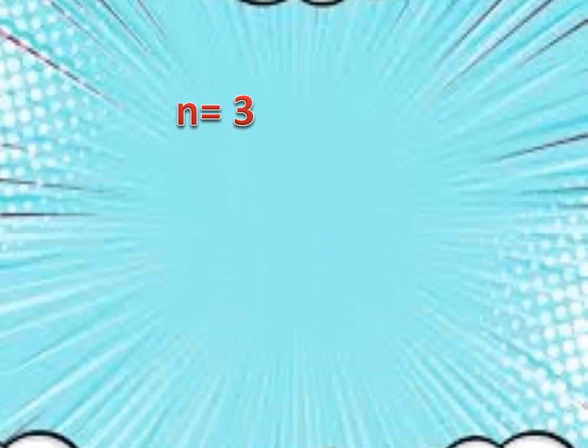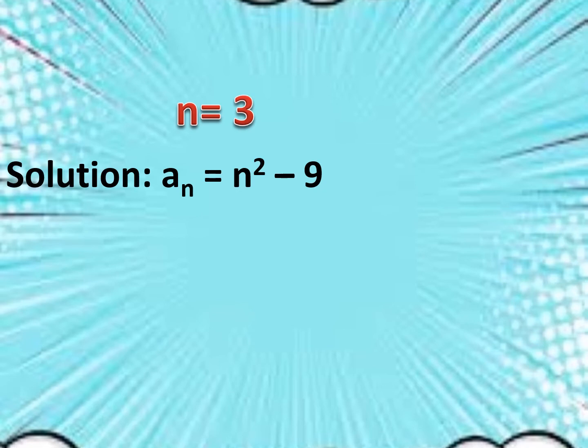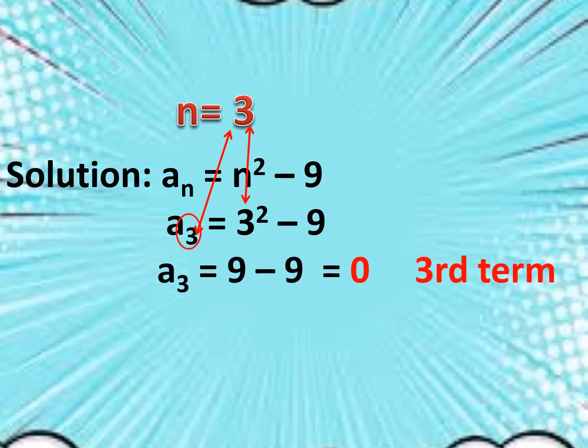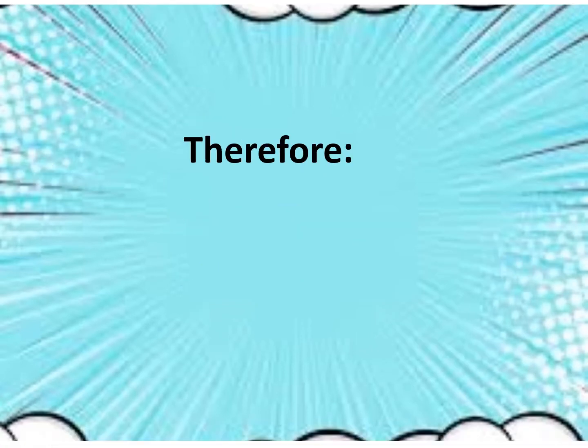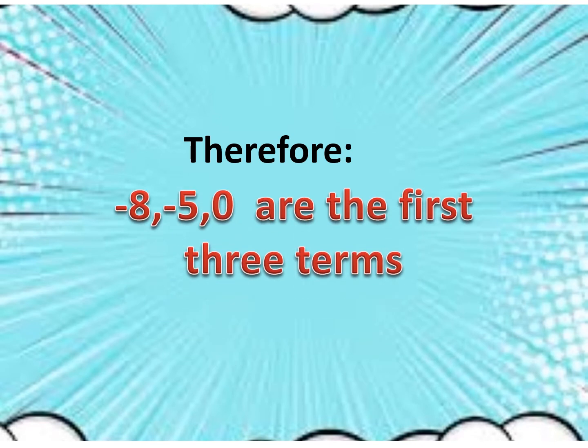Now n is equal to 3. So a sub n is equal to n squared minus 9. Again, substitute the value of n by 3. Then simplify. A sub 3 is equal to 3 squared is 9. That is 3 times 3. So 9 minus 9 is equal to 0. And that is our third term. Therefore, we have -8, -5, 0 are the first three terms.